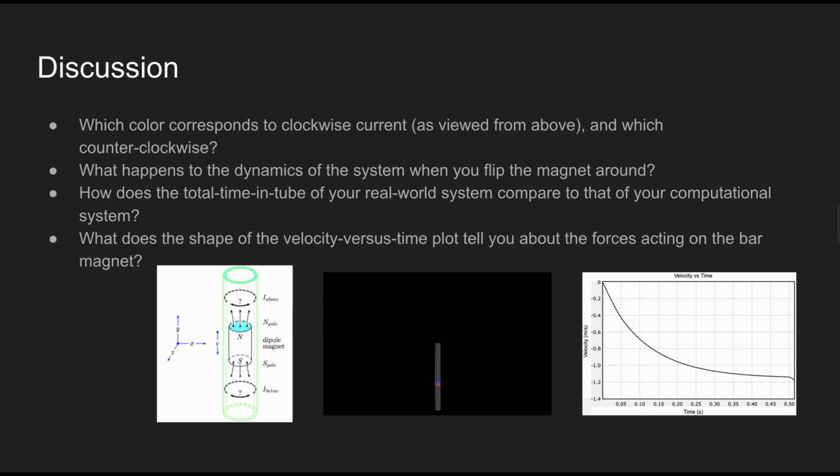If I were to flip the magnet around, the blue color would represent a clockwise current and the red color would represent a counterclockwise current since the magnetic flux would be flipped for both situations.